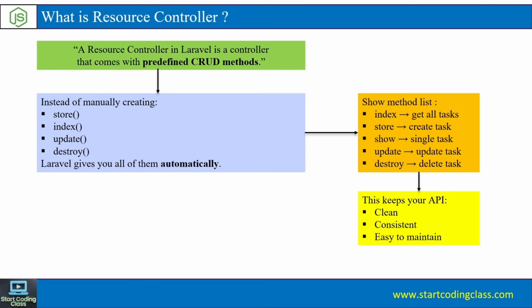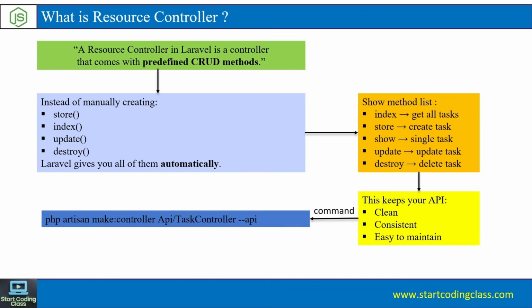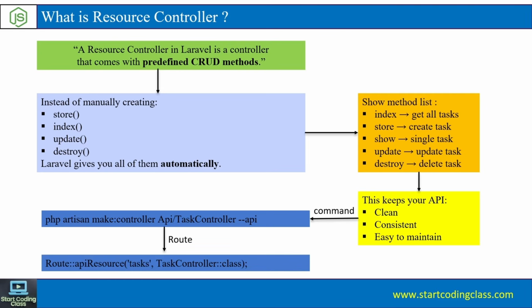If we are talking about the command to create a resource controller, in CMD you have to write php artisan make:controller API/TaskController --api. API is our folder name. If you do not want to use the API folder, you can remove that API slash and write only TaskController and --api. When you hit enter, your API resource controller is ready. As for the routes, you write Route::apiResource, and inside that, tasks is the route name, and TaskController::class is your task controller class name.